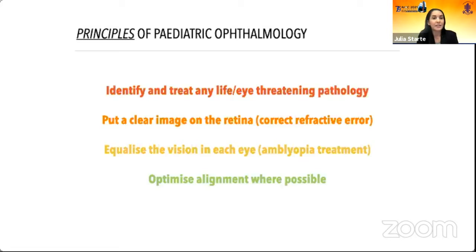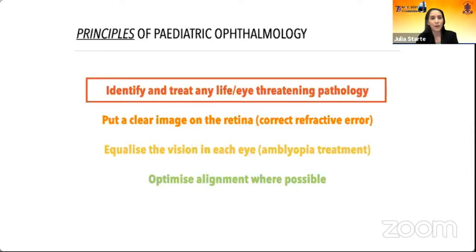So the first is to identify and treat any life or eye-threatening pathology. The second is to put a clear image on the retina, and that usually means correcting refractive error. Equalise the vision in each eye, and that's your amblyopia treatment, and optimise ocular alignment where possible. So essentially, there's no point addressing the point below if you haven't addressed the one above. And this talk is really all about addressing the first point here.